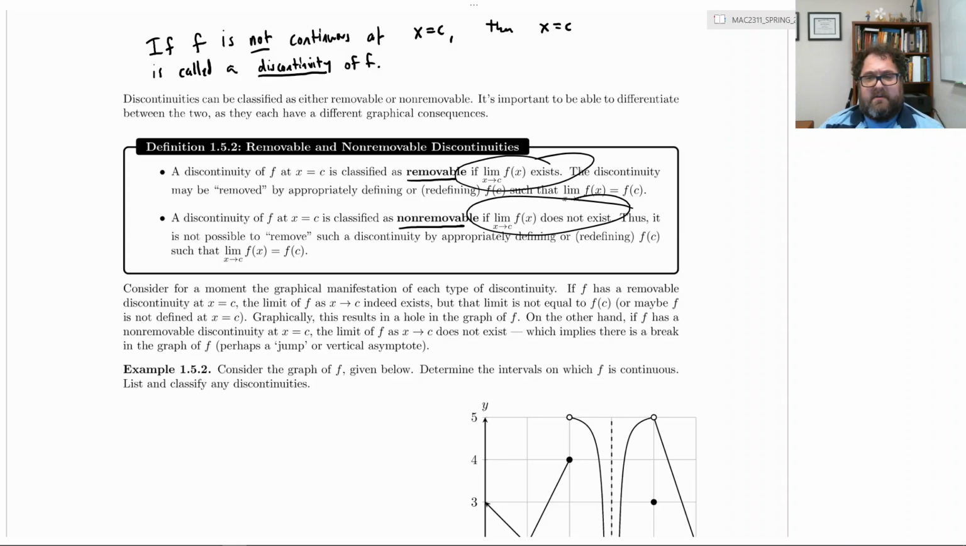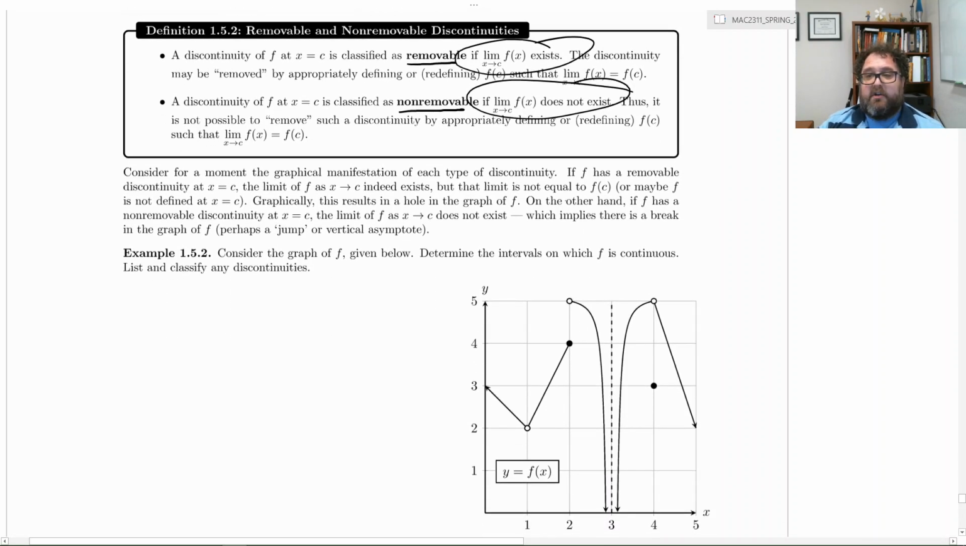If you want to think about these in graphical terms, which is the point of this video, let's take a look. In graphical terms, removable is going to be a hole in the graph. That's very simple to look for graphically. If there's a hole in the graph at some x equals c, that's going to be a removable discontinuity, because if there's just a hole there, the limit is going to exist.